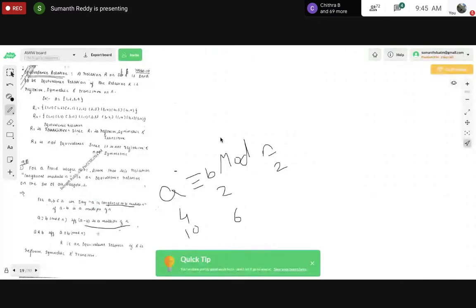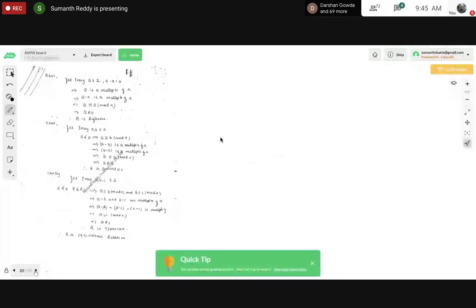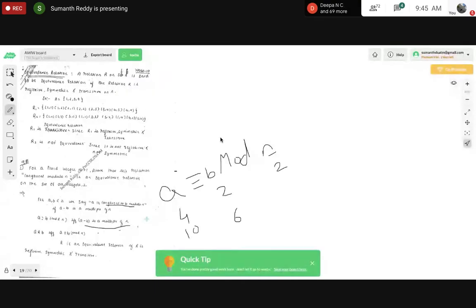Now I need to check whether this operation is an equivalence relation or not. If I had to prove that, I just have to check whether it is reflexive, symmetric, and transitive. So now I will check for each and every property.